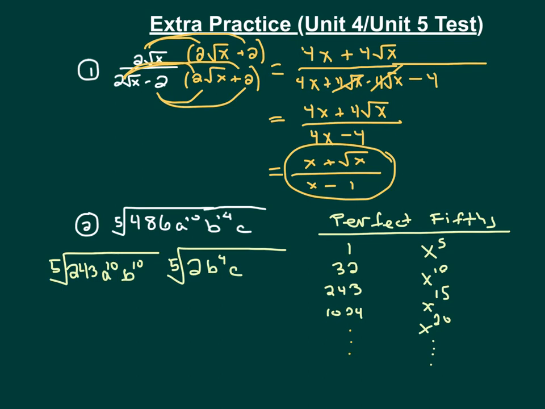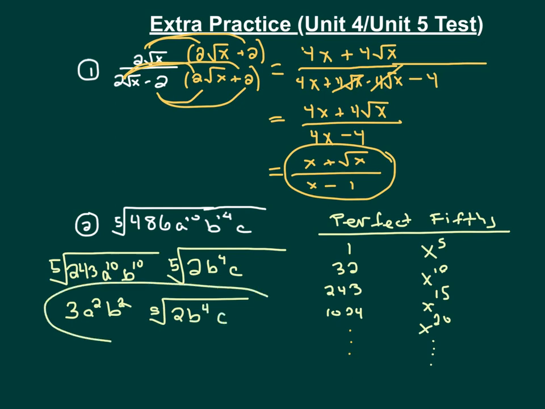So now if we were to take the fifth root of 243, that's 3. The fifth root of a to the 10th is just a squared. All you have to do is just take the exponent of 10 and divide it by the root of 5. So 10 divided by 5 is 2, so that would give you a to the second, or a squared. Same thing with the b. We'll have b squared, and then all you have to do is just bring down the leftover terms under the radical. So this would be our final answer.